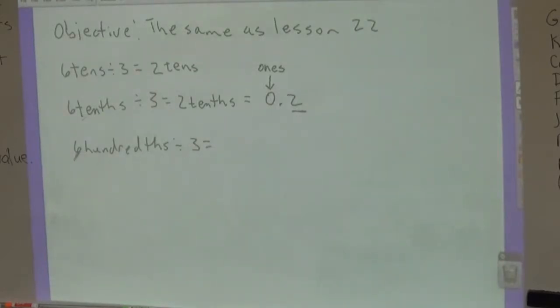6/100 divided by 3. This is going to be 6 divided by 3 equals 2, and the units are hundredths. As a decimal, it looks like this. 0.0 in the tenths place, and the 2 goes into the hundredths place. That's the one right after the tenths place.